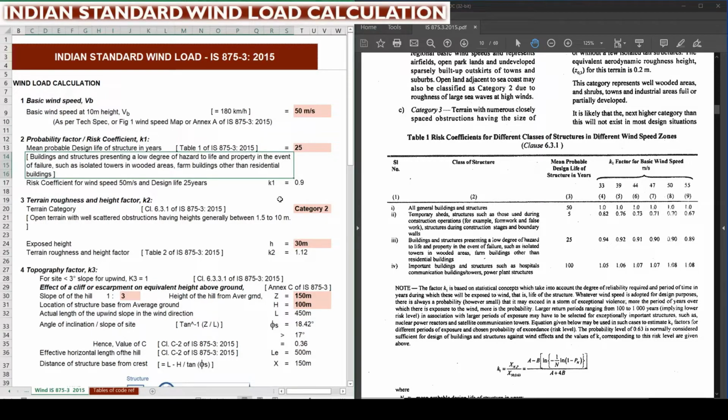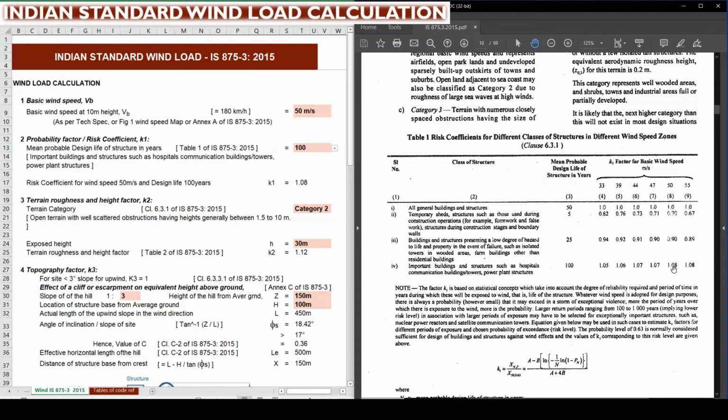So for 25 years it is 0.9. You can see on the right hand side, for 50 meter per second of basic wind speed, for 25 years it is 0.9. For 50 years it is 1 for 50 meter per second. So we can consider 100 years of design life, so that K1 factor is 1.08 for 50 meter per second.